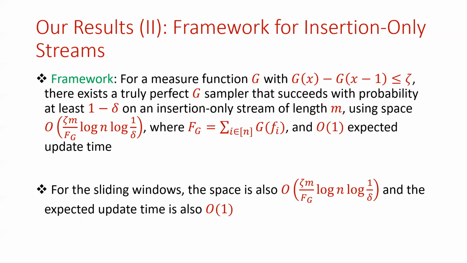Our second main result is a framework for insertion-only streams. And we show that there exists a perfect sampler for a measure function g on insertion-only streams of length m using a space that's proportional to log n, but also this quantity zeta m, where zeta is the amount that the measure function can increase whenever the underlying coordinate increases by 1. M, again, is the length of the stream, and f of g is the sum of the measure of all the coordinates of the frequency vector. Similarly, our framework extends to sliding windows, where the space is the same, and again, the expected update time is constant.